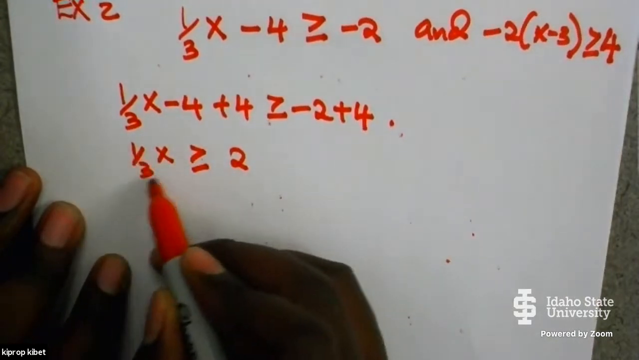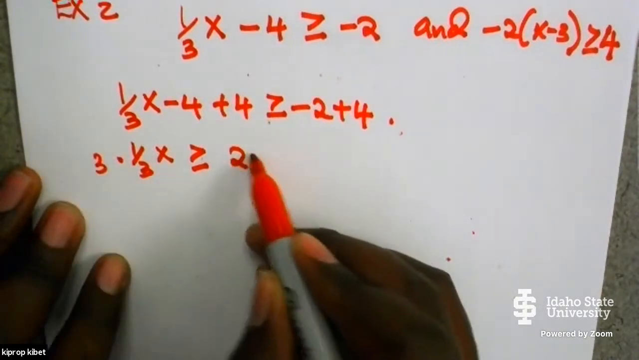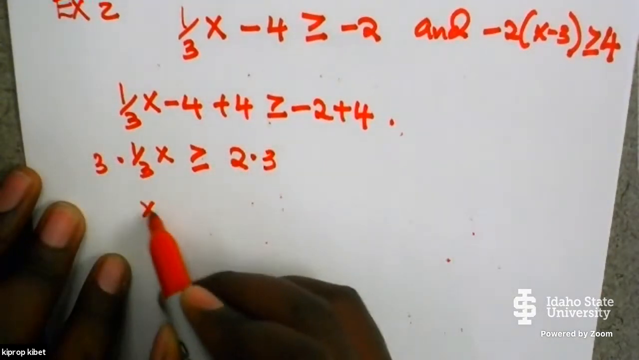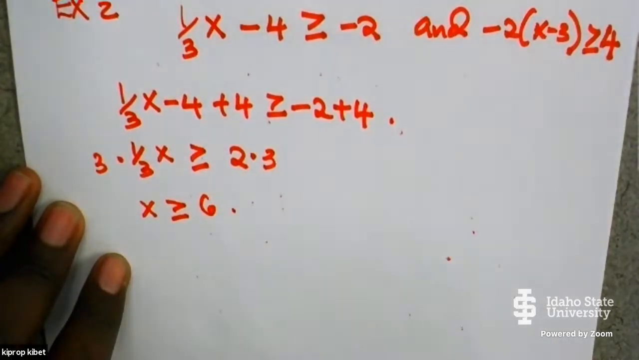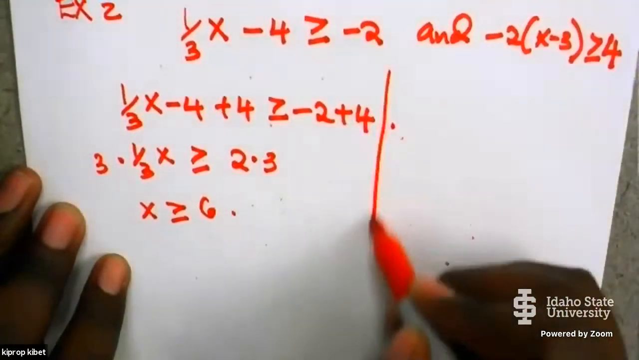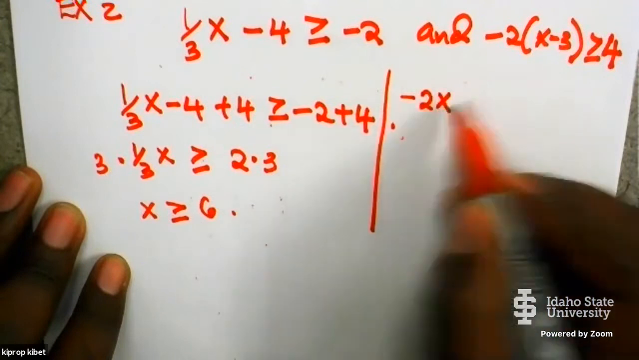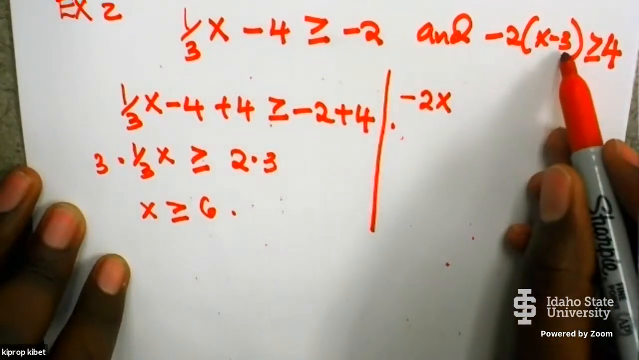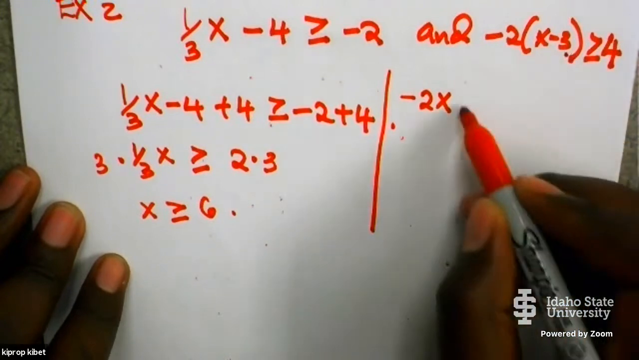Okay, so you do what? You multiply both sides by 3. So you get x greater or equals to 6. The next one, you open these brackets. So you open the brackets, so minus 2x. Minus 2, when you multiply with this, you get what? 6. You get plus 6.